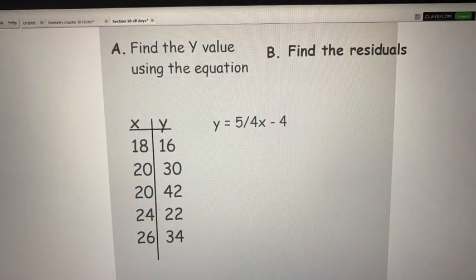Okay, you're going to be on your own this time. Again, I'm giving you some data values. I'm giving you the line of best fit. I want you to find the y value using the equation and then find the residuals. Please stop the video and restart it when you're ready to see the answers.